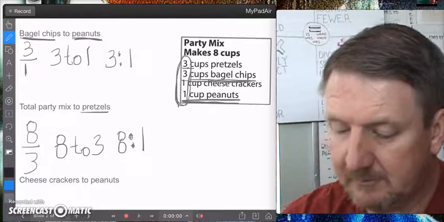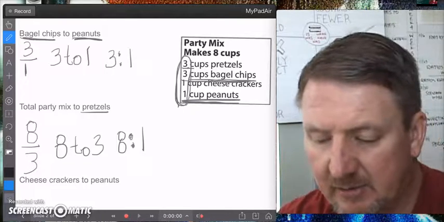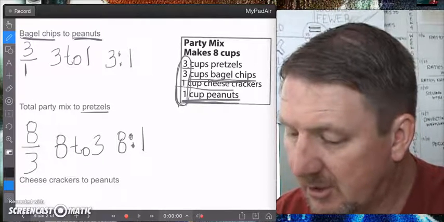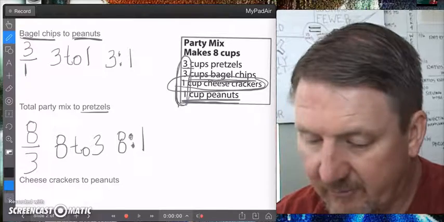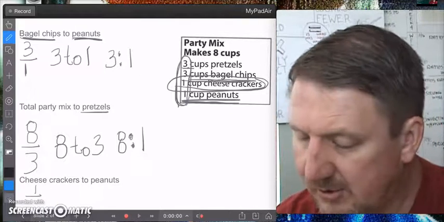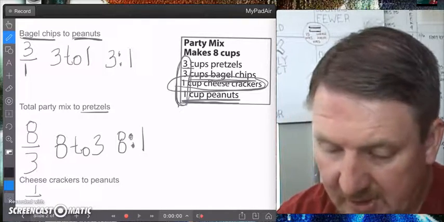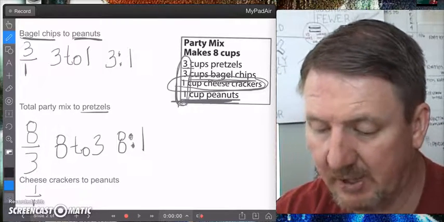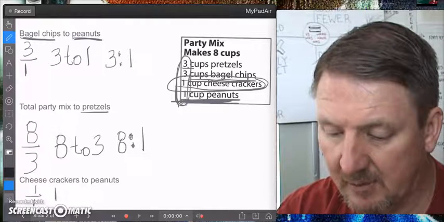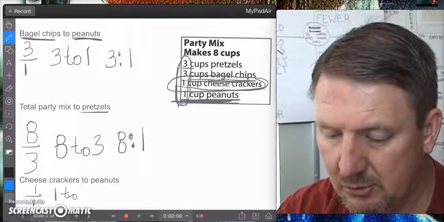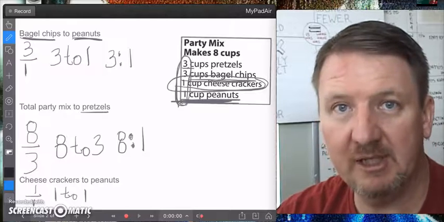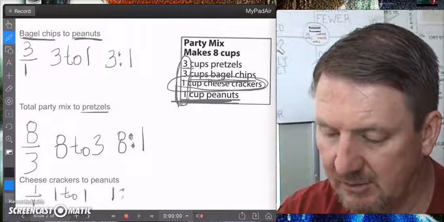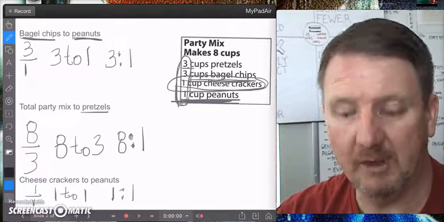And then finally I have the comparison of cheese crackers to peanuts. My cheese crackers are here. I know this is getting a little hard to see. I have 1 cup of cheese crackers to 1 cup of peanuts. There's my peanuts right there. To write it with words, I would say 1 cup of cheese crackers to 1 cup of peanuts. And then finally, using the colon, I would say 1 cup of cheese crackers compared to 1 cup of peanuts.